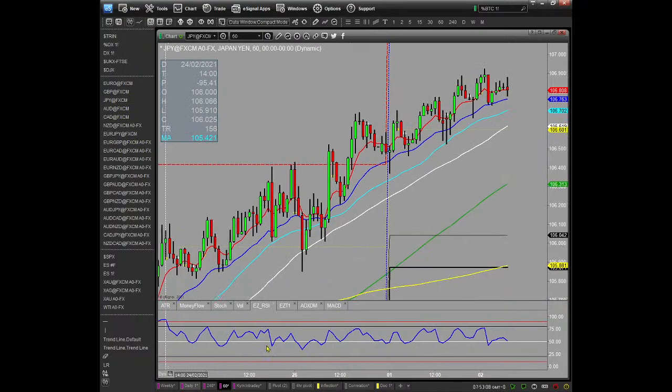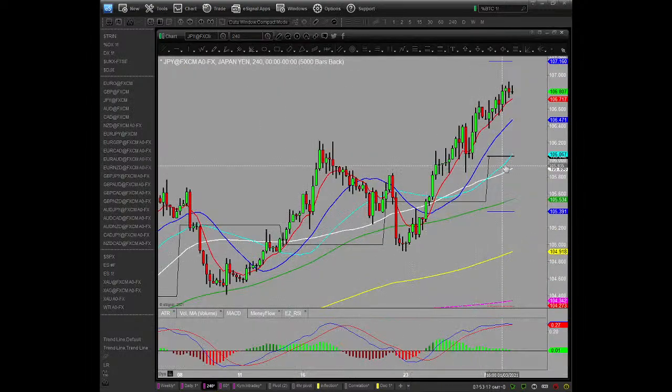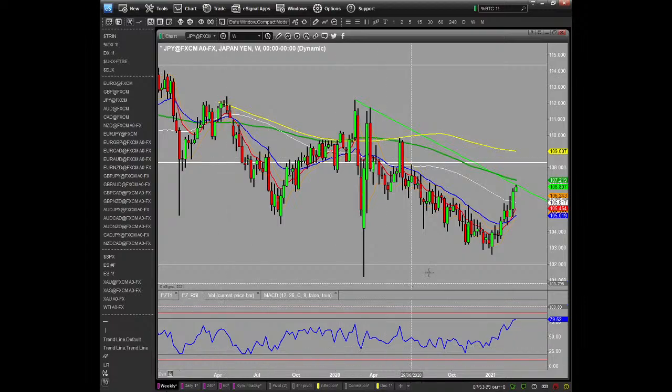Dollar yen, again, data missing on my chart. Yesterday it pitched up there. Looking at it from a 4-hour perspective, it's continued to pitch up there, and well, it's slow, but it doesn't seem to be a lot stopping it.